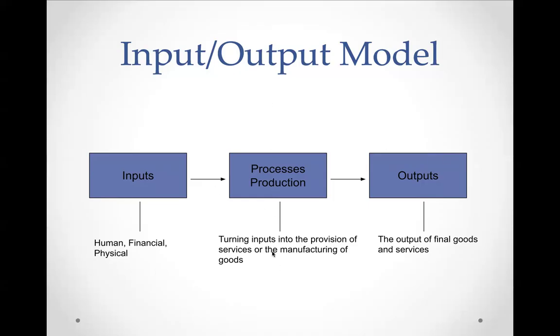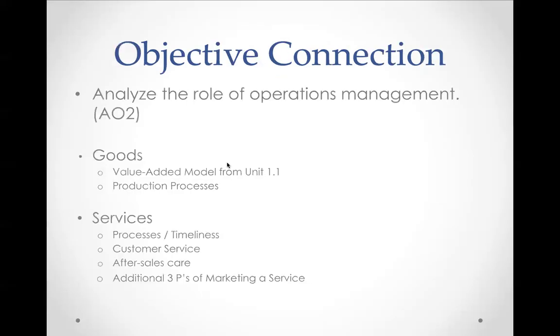In the middle is where that value added happens. So they're either the processes for services or the production for typically goods. So what we're doing in this model is we're turning inputs into something that is more usable for an end user where we can charge a higher price. And so when we go back the slide before this again, when you look at goods, you're looking at this model, but you're looking at that middle section as production processes, like production methods.